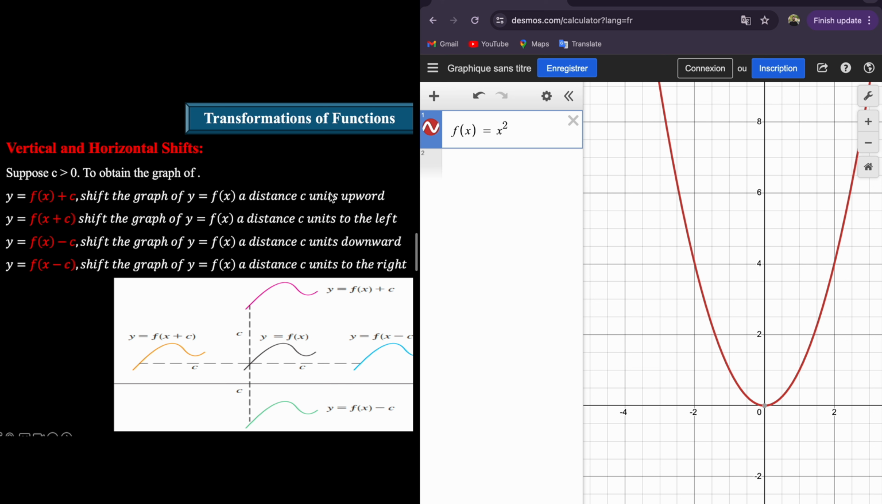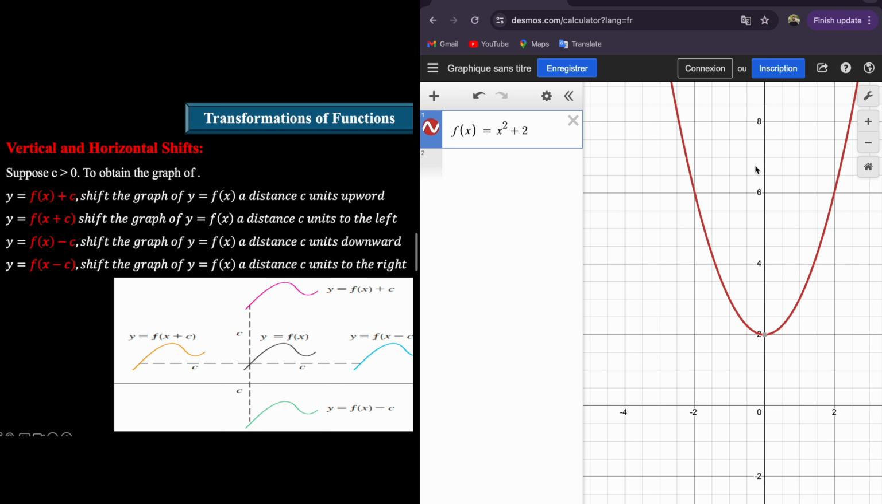Now I want to move it a distance c units upward. So I want to move it upward with a number of my choice. So what I need to do is this operation, f of x plus c. So I'll just make it plus 2, for example. I'll move it 2 units, or I'll move it 3 units. You see, 3 units, or I move it 4 units. Okay, now I changed my mind.